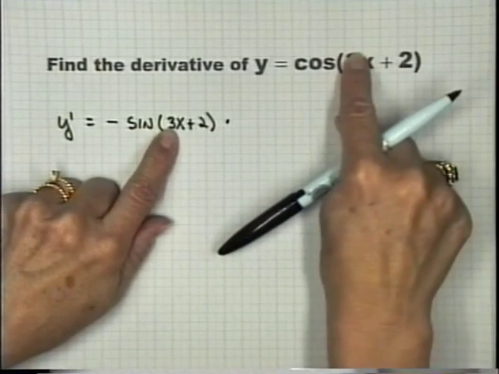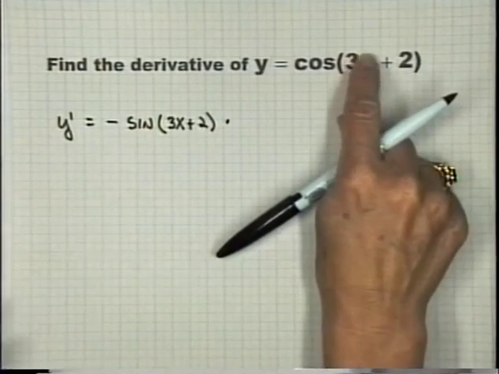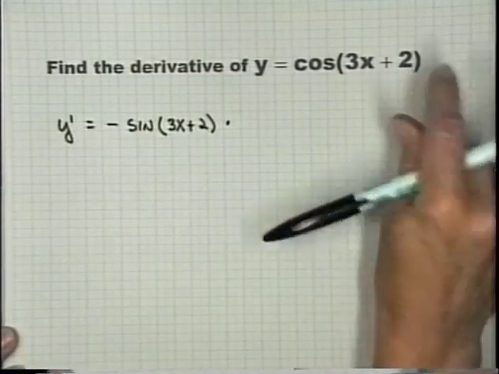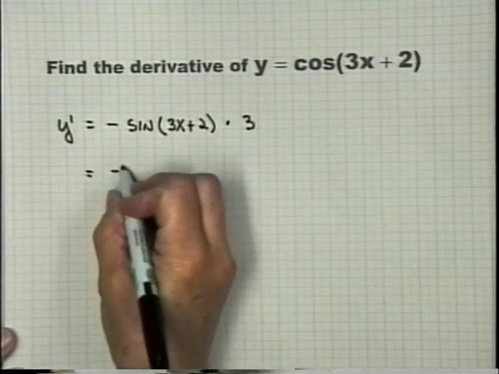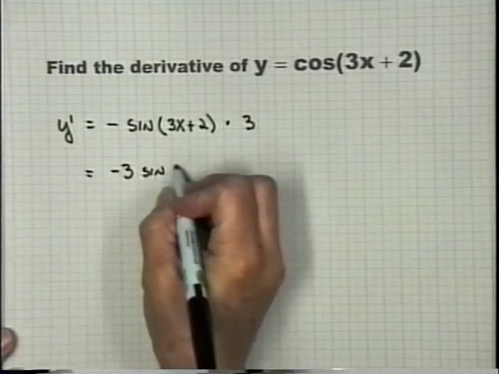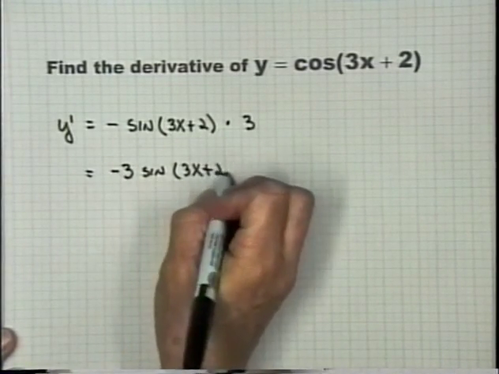Now, because this is more complicated than just an x, we'll use that chain rule here. The derivative of 3x plus 2 is a 3. And then we'll rewrite this as negative 3 times the sine of 3x plus 2.